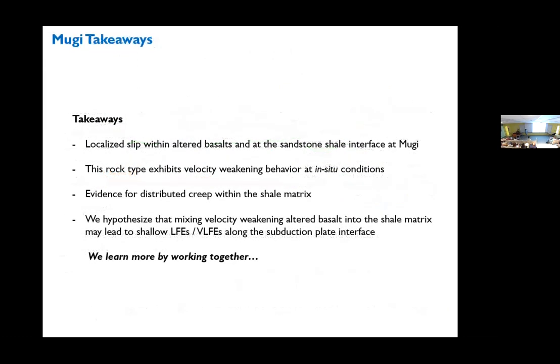So the takeaways here: that localized slip within altered basalts and a surrounding shale interface is happening. The rock type exhibits velocity weakening behavior at in situ conditions. That's the altered basalt. And there's evidence for distributed creep within the shale matrix. We hypothesized that mixing velocity weakening altered basalts into this velocity strengthening shale matrix may lead to these slow earthquakes.